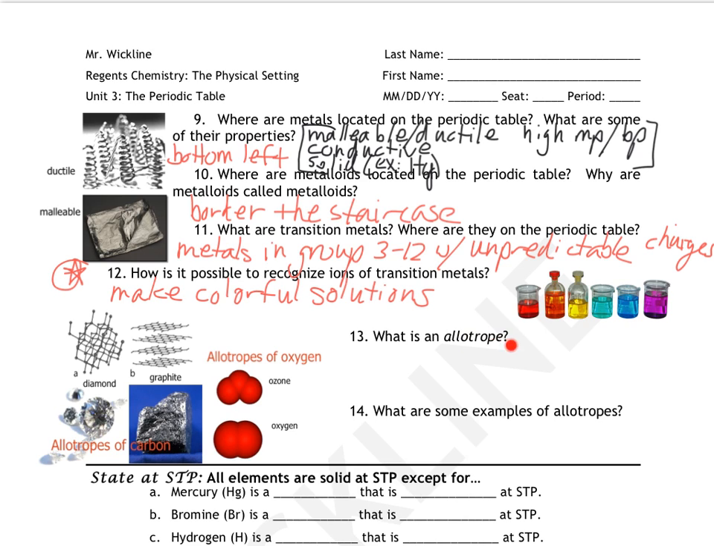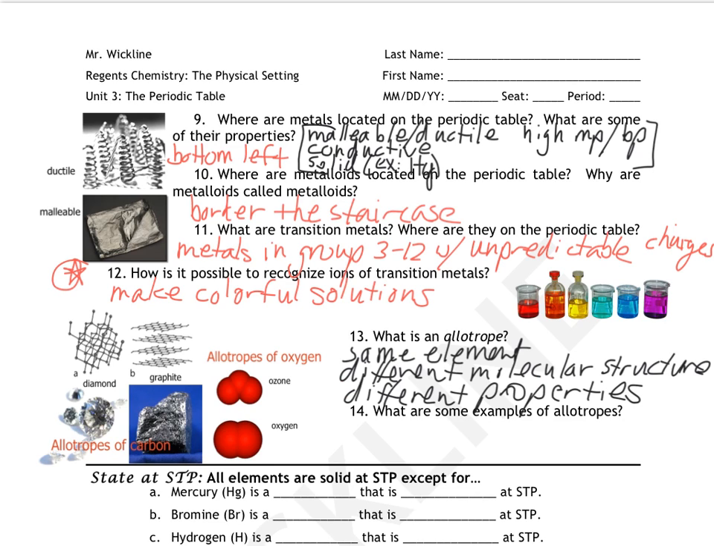Now, an allotrope is two different forms of an element that have different molecular structures, and therefore they'll have different properties. So I just wrote that in here. Same element, different molecular structures with different properties. And some examples of allotropes include diamond versus graphite. And both of those allotropes are made of one element, which is carbon. So that's why I would say they're the same element.